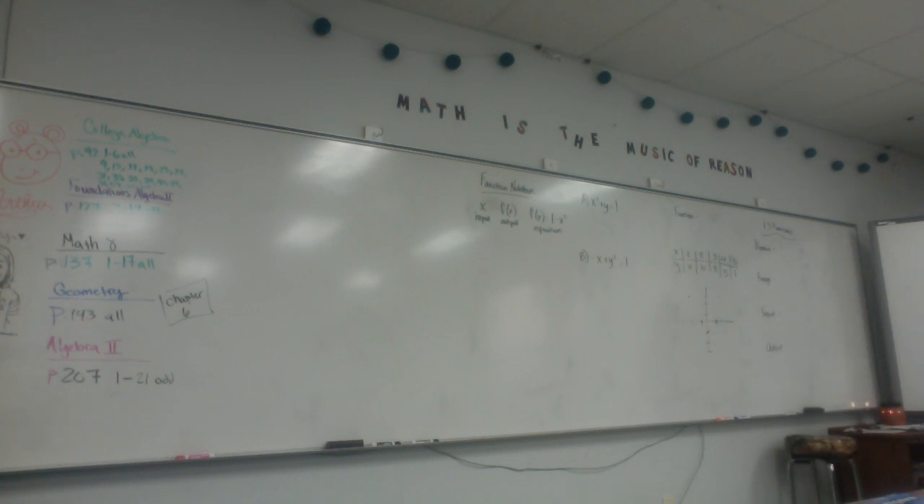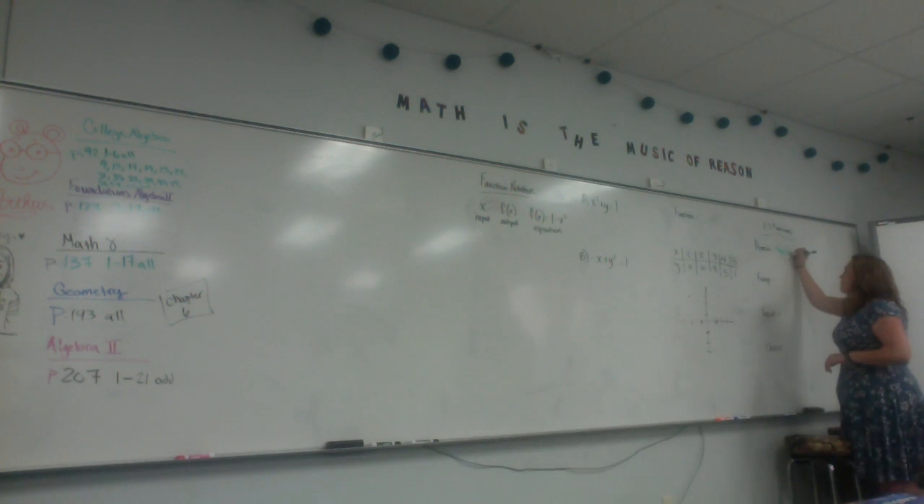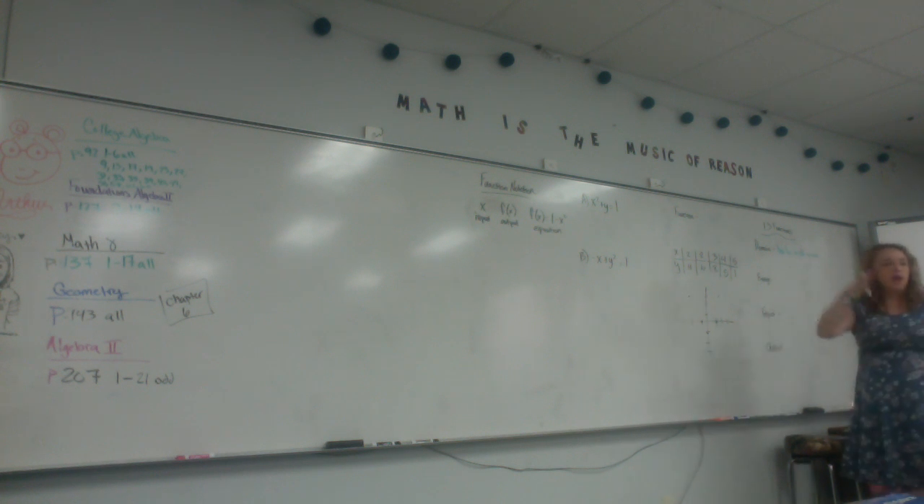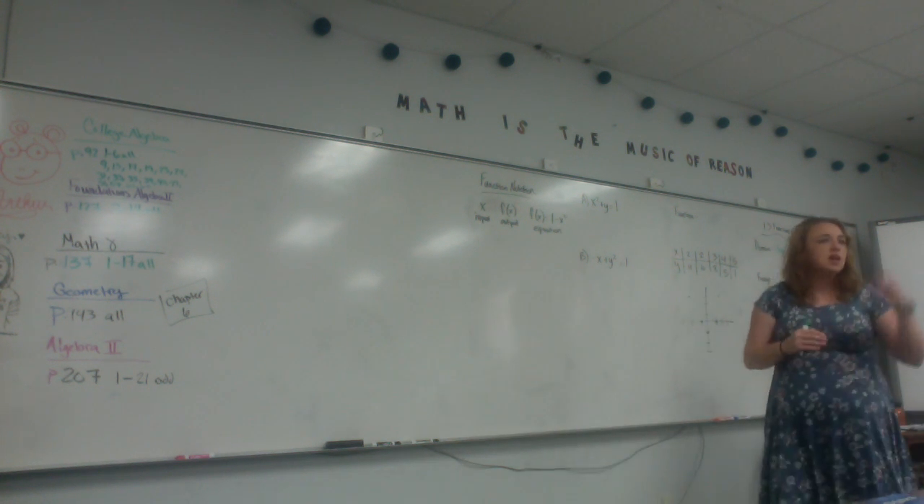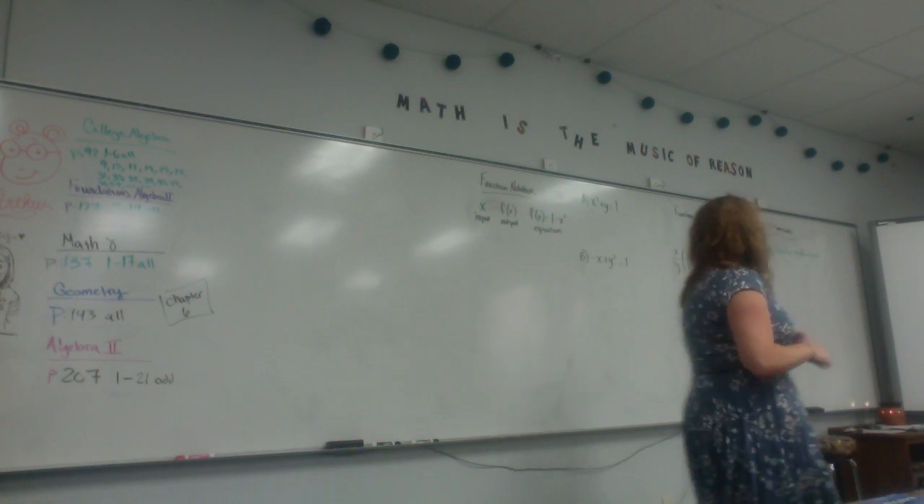Domain goes with which axis, X or Y? X, good. So domain is the X axis. So it's how far something travels on the X axis. It tells me how far it's going on the X axis. It starts here and it stops here, or it continues on forever, whatever the case may be.